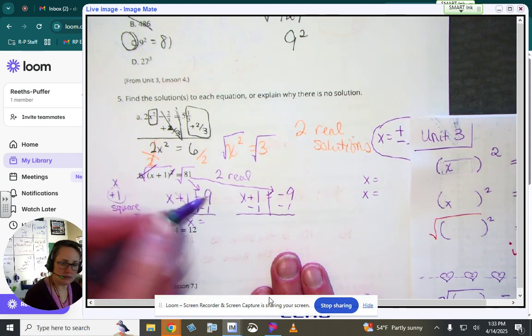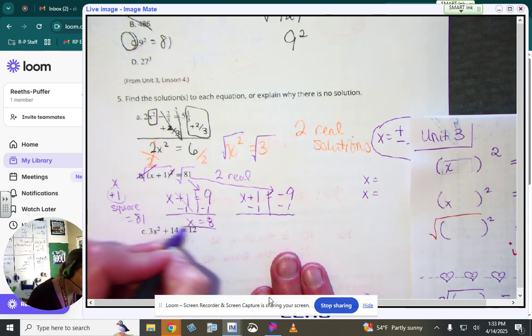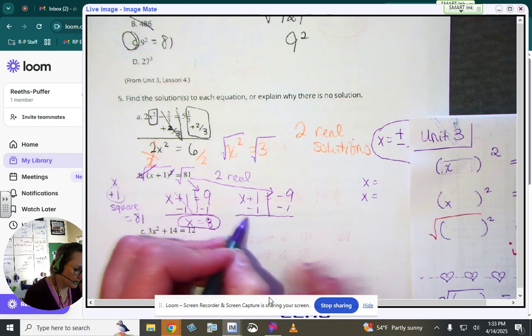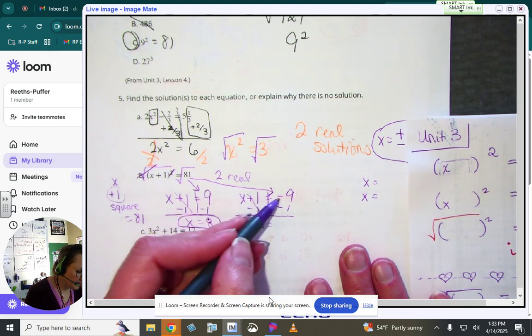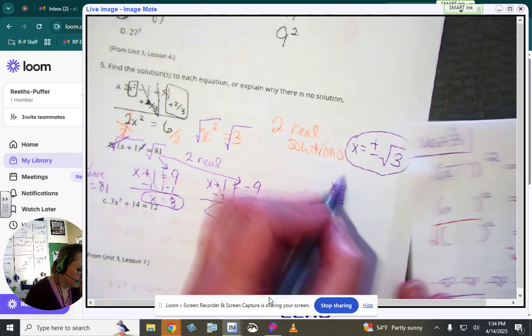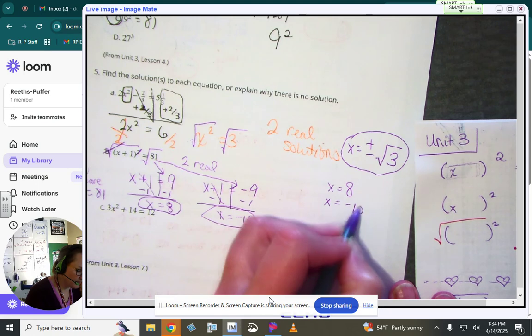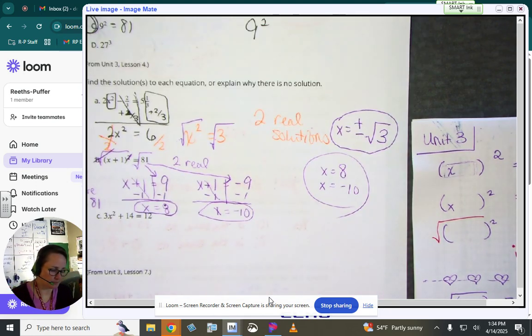X equals 9 minus 1, which is 8. X equals negative 9 minus 1 more, which is negative 10. So my answers are 8 and negative 10 for this one. Again, if you're asking yourself, hey, how can I check this? Desmos. The answer is always Desmos. Check it.